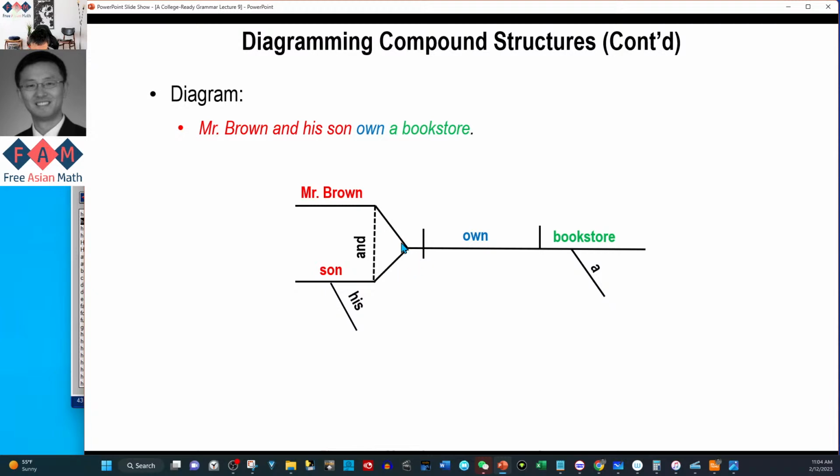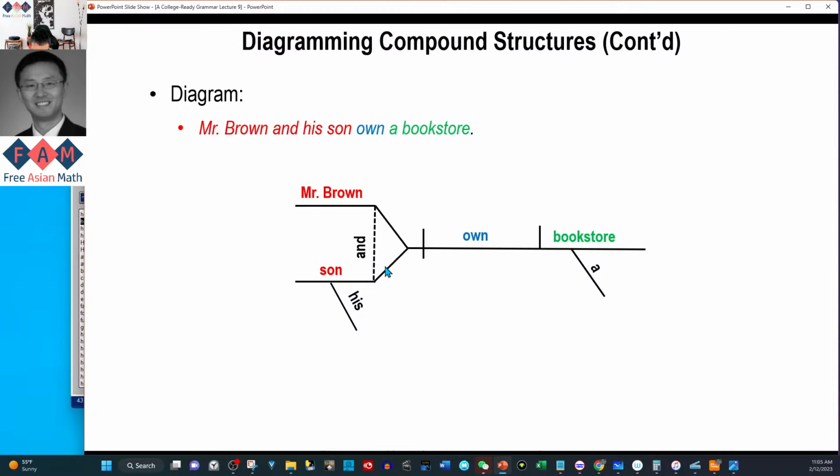Essentially, you have a fork because you want to host two subject nouns here: Mr. Brown and his son. This is a compound structure. How do we illustrate a compound structure? We use a dashed line to connect the two and put the conjunction "and" on that dashed line. Of course, this is vertical, so you turn it around like this. So, Mr. Brown and his son.